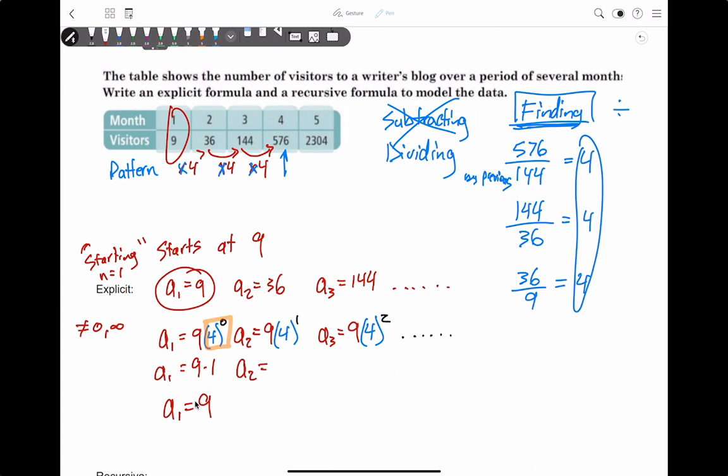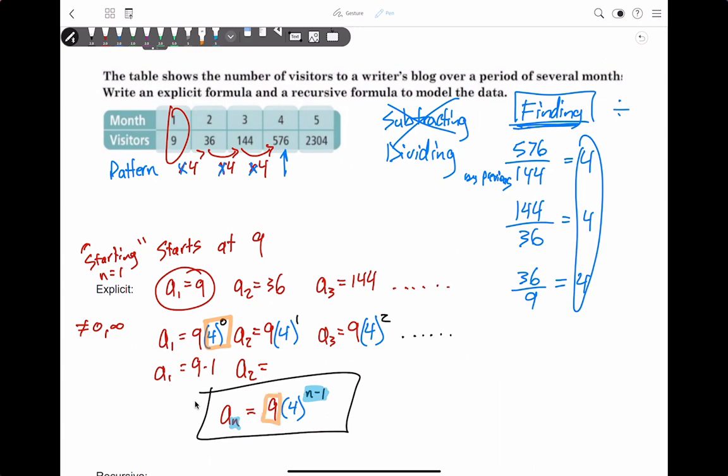So we go immediately to our explicit formula and we can write it out as the now term will equal, starting from 9 and changing by multiplication each jump by 4 to the power of n minus 1. It's saying take the previous number and multiply it by 4, and that'll give you the now number, with the caveat that you are starting at 9. That's what this equation is.